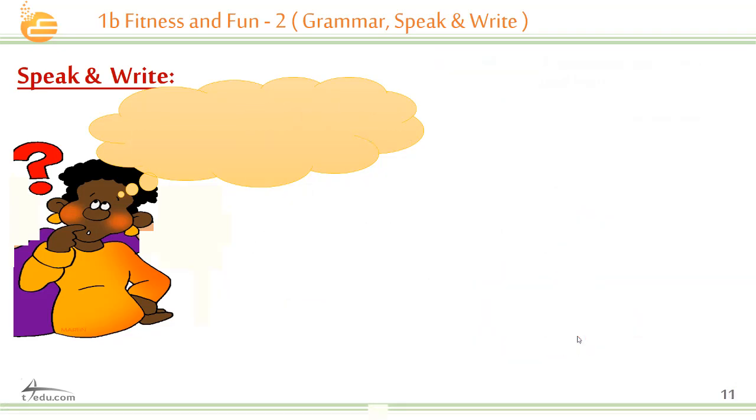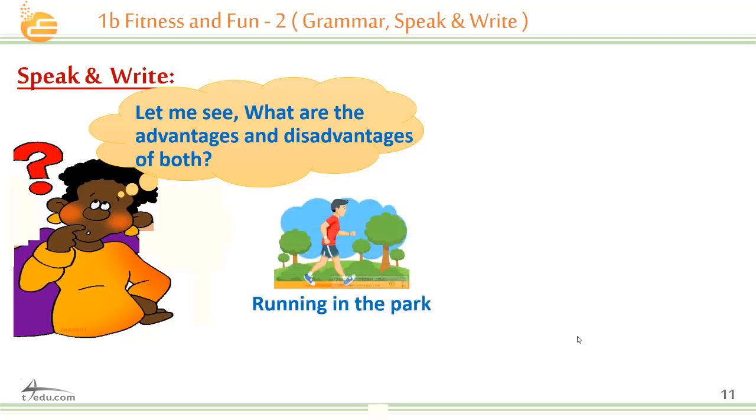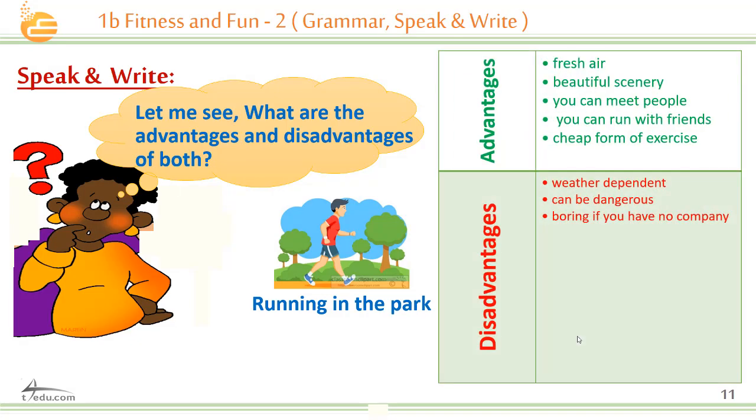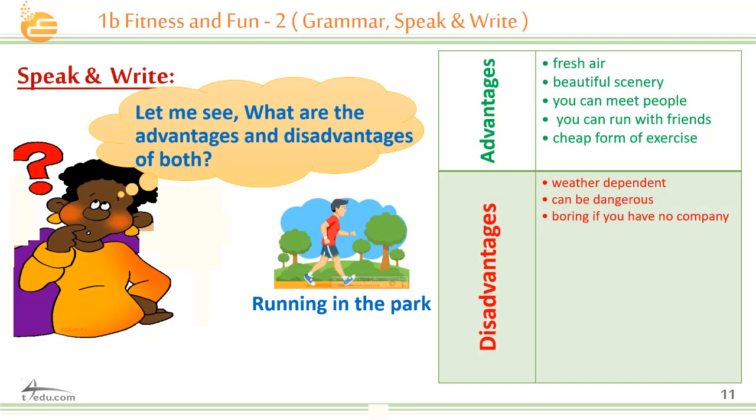Now, let's see the advantages and disadvantages of walking in the park or running in the park. Advantages: you have fresh air, you have beautiful scenery, you can meet people, you can run with friends. It's a cheap form of exercise. You don't need anything. Okay? And the disadvantages, of course, it depends on the weather. It can sometimes be dangerous. Maybe cars, maybe you fall. Sometimes it gets boring if you have no company.